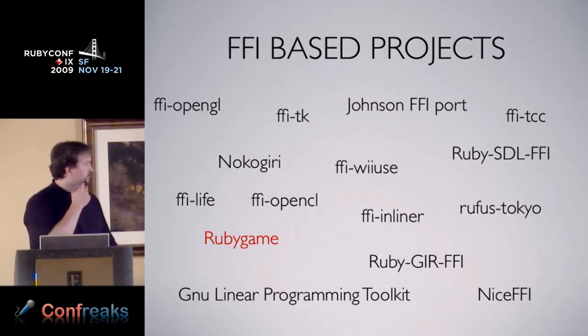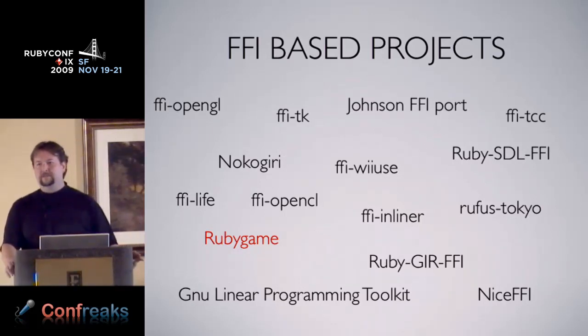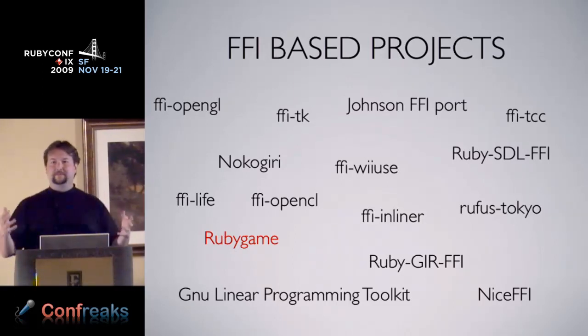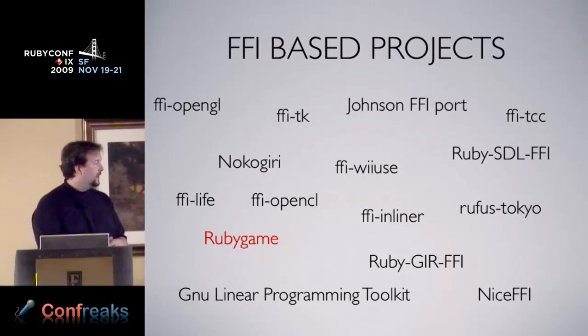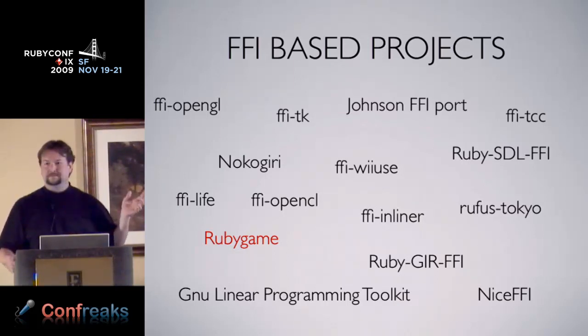So, hey, Nokogiri, awesome. These are some of the FFI-based projects that are on the wiki for FFI. Some of the more amazing ones that I think are pretty cool are FFI OpenGL and FFI OpenCL. Everyone knows about Snow Leopard. We have OpenCL on these MacBooks. There's already a library to access all of the OpenCL functions in Ruby. It may be one of the first languages to be able to access OpenCL besides C and Objective-C, which I think is very, very cool.